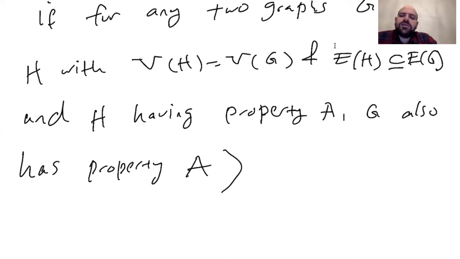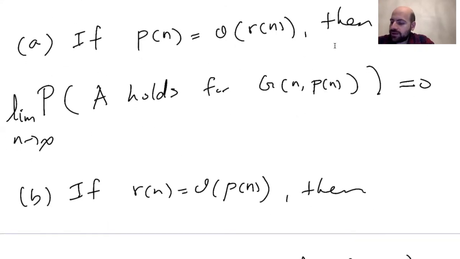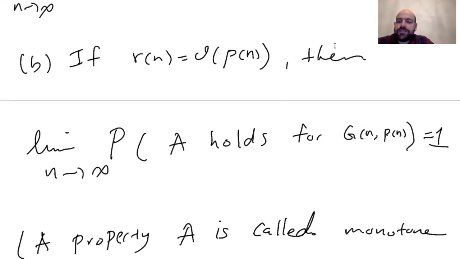Okay, so that's one thing. Another thing is threshold function. Now, what does this mean? This looks a little bit complicated. If p of n is small o of r of n, then the limit of this probability is 0. If r of n is small o of p of n, the limit of this probability is 1. Now, let me explain this with our context, which is, again, having a triangle in random graphs, the probability of having a triangle in random graphs.